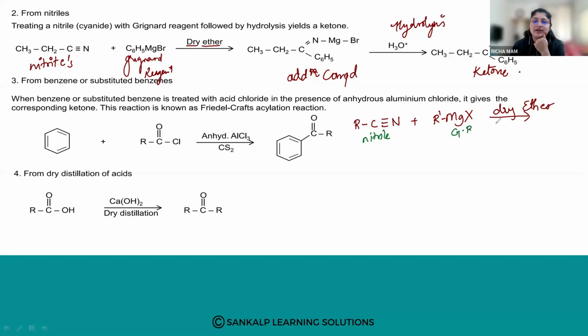This is a Grignard reagent. So a nitrile, when reacted with a Grignard reagent in the presence of dry ether, will give you an addition compound. So this R', what will happen? It will react at this carbon. Just see: R, C, R', double bond N, MgX. So this is our addition compound.